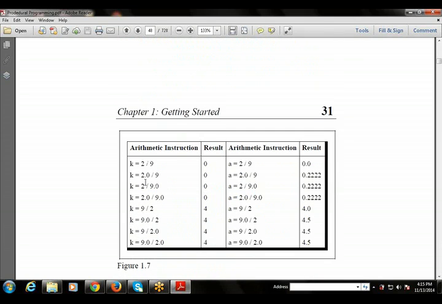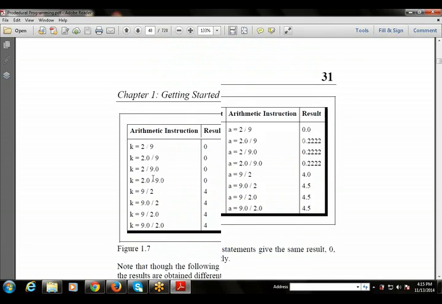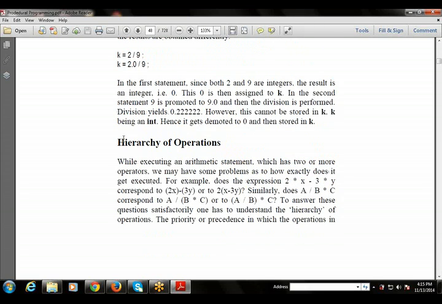Then we have discussed the arithmetic instruction. These are the examples. Then this is the most important part that we have discussed, that is the hierarchy of operations. That is, what operation should be performed first, and if the operators are of the same priority, then which operation should come first, either going left to right or right to left.